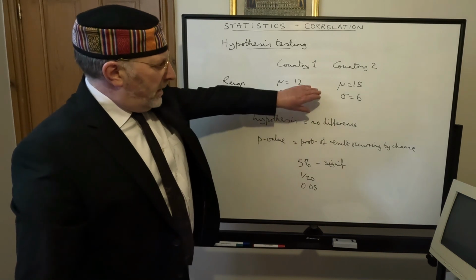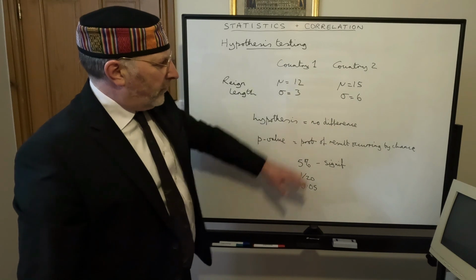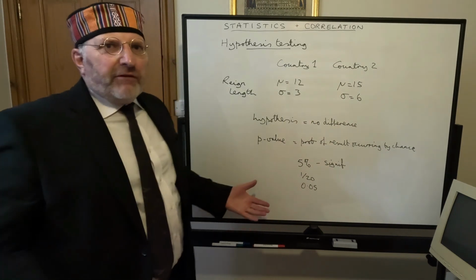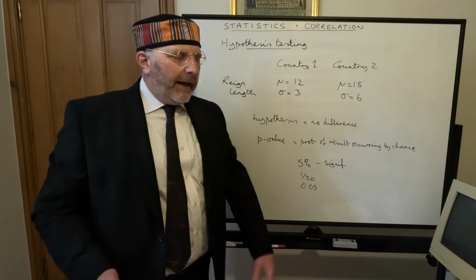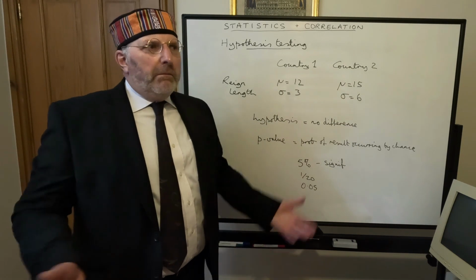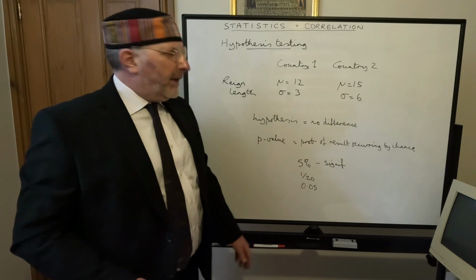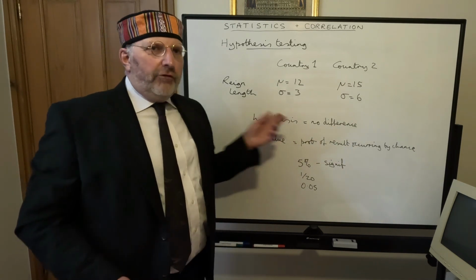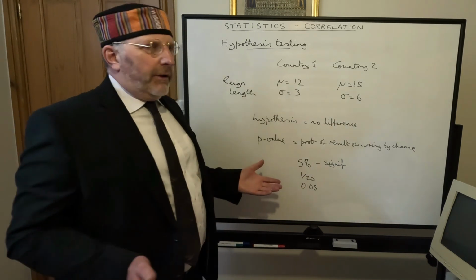So if the chance of this occurring on the hypothesis that there were no difference is just 1 in 20, then we say, well, that's not very likely, is it? You throw a 20-sided die, what's the chance of it coming up 1? It's pretty unlikely. So this is unlikely to have occurred by chance. So the hypothesis that there is no difference is rejected. And that's what you're really looking for.